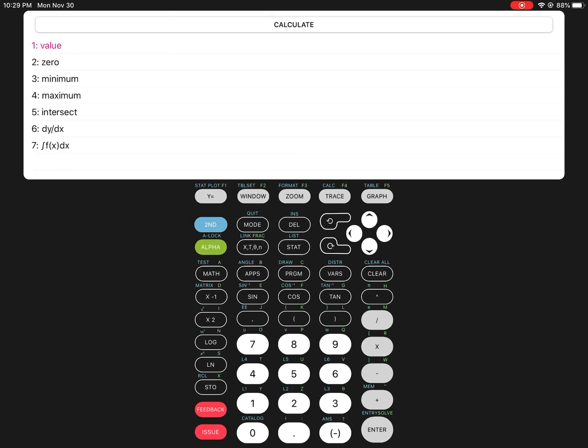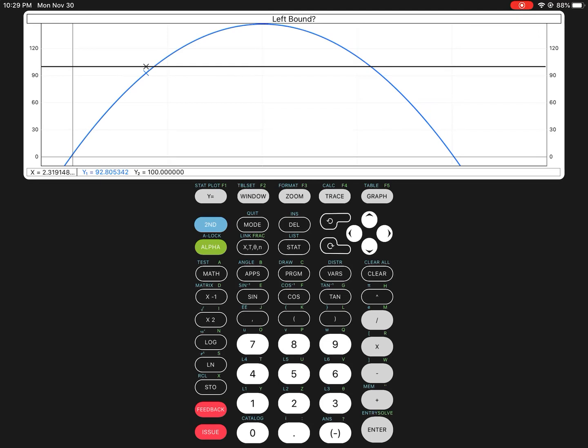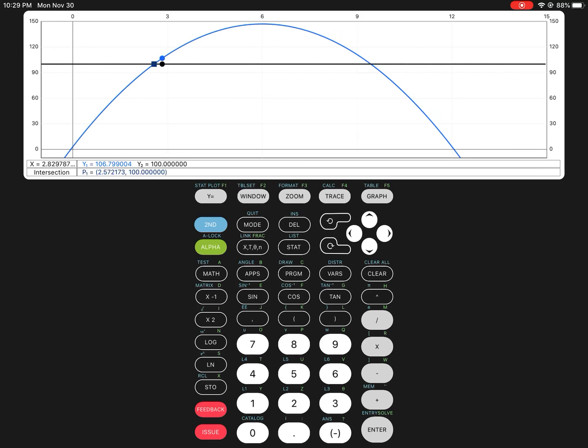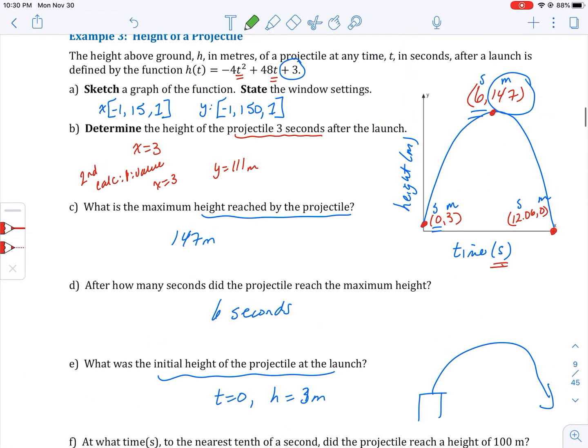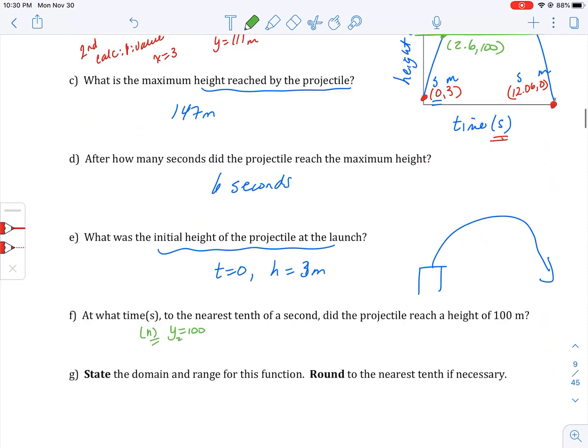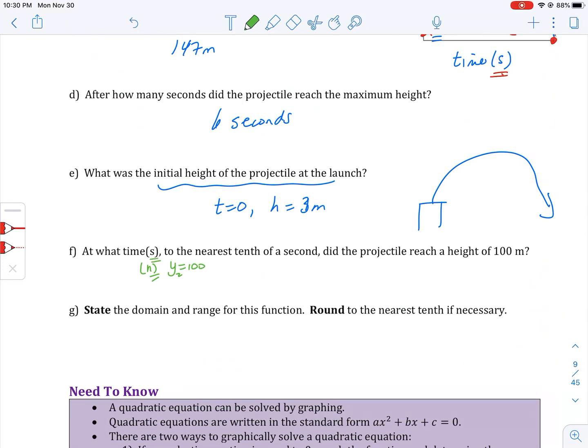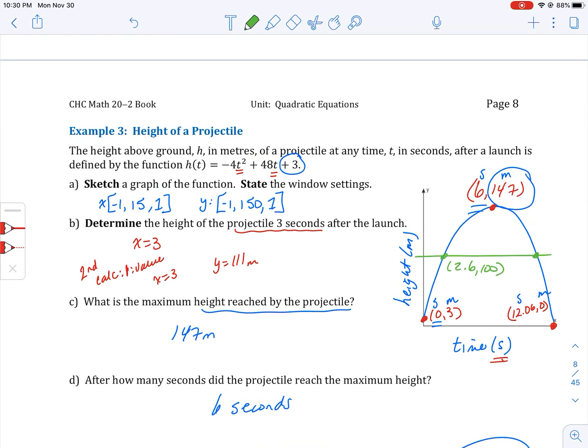To find the time, we choose number 5, intersect. There's our left boundary and our right boundary. And our first point there, when the height is 100, is 2.57 or 2.6 seconds. So what that looked like here was 2.6 and 100. Okay, so we're looking for 2 answers here, aren't we? Because, of course, time was 2.6 seconds.